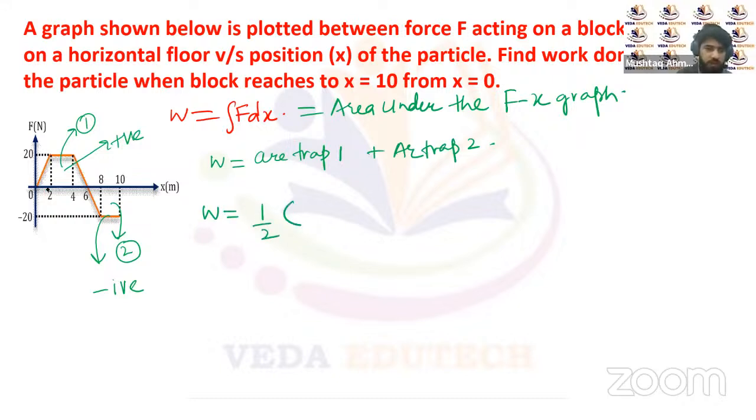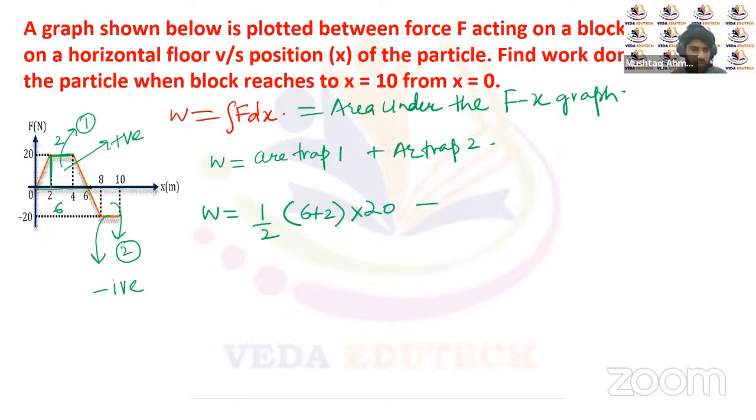And you can see the parallel sides here are 6, this side is 6, and this side is from here to here, that's 4 minus 2, that's 2. So the sum of parallel sides will be 6 plus 2, multiplied by the distance between them. The altitude here is the displacement between them, that's equal to 20. We'll multiply here with 20, right? And then we have a negative area, so we'll write a negative sign here.